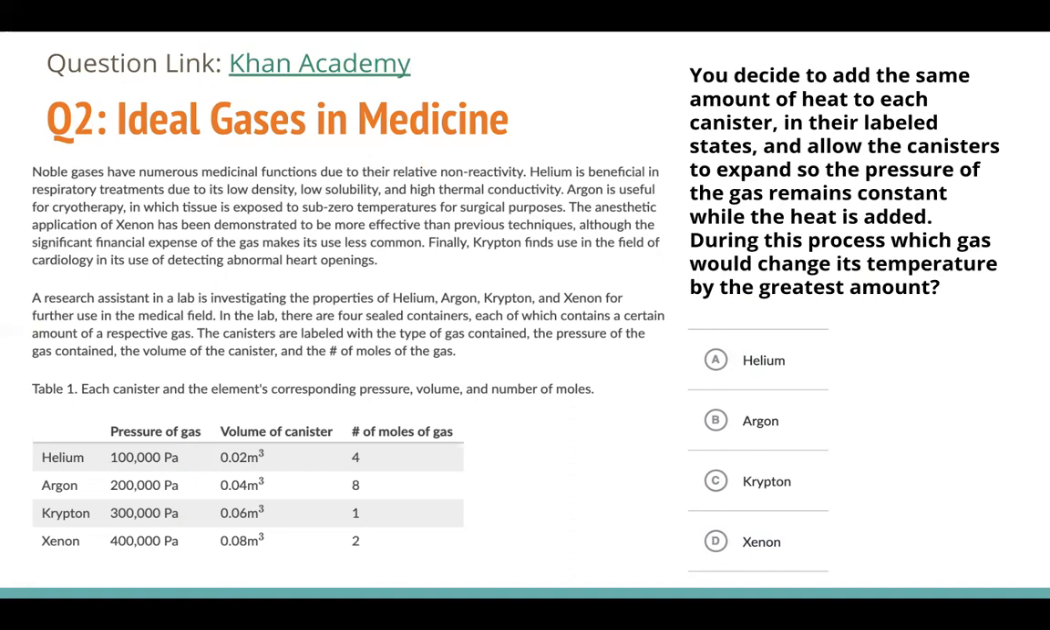So basically pressure is constant, but temperature is increasing. I'll just give you 30 seconds to look at this question, and then we will go over the answer. And also, this is the last question. So great job for sticking through.